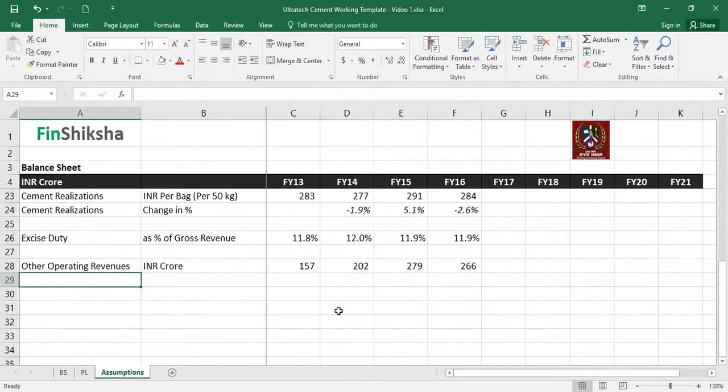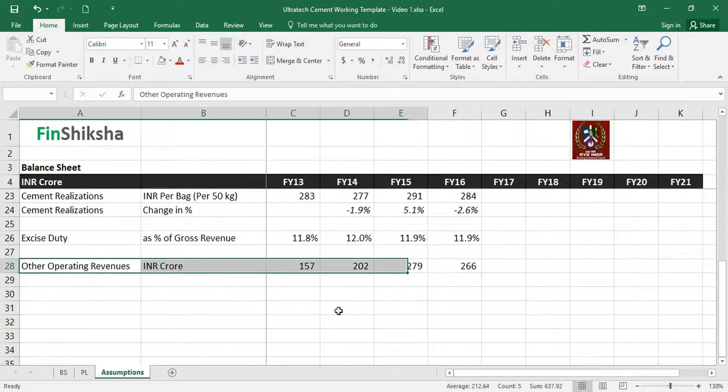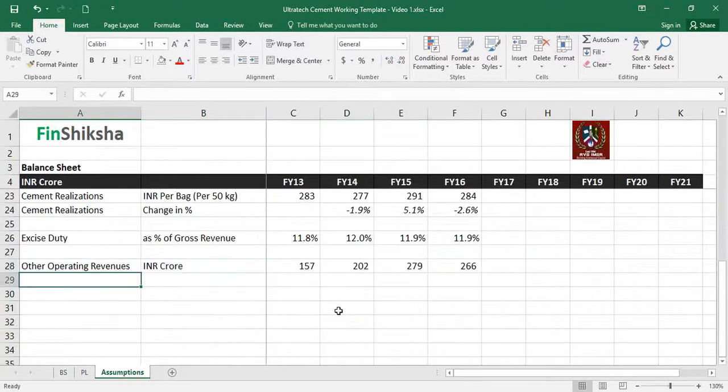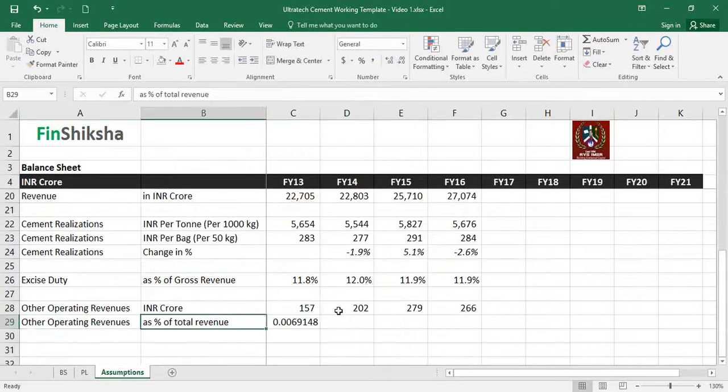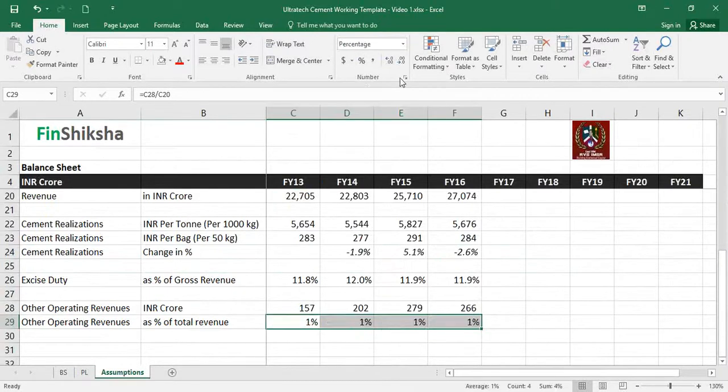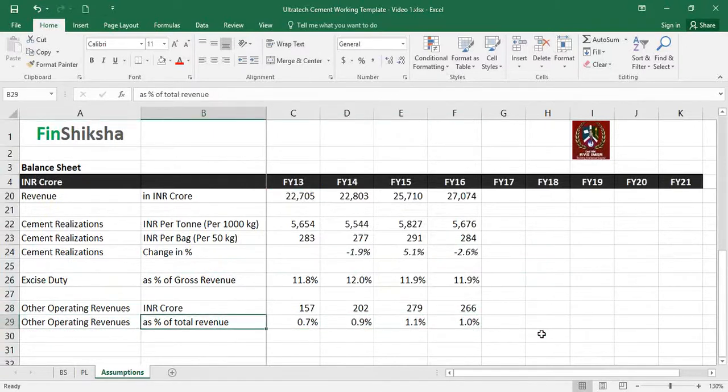Now, when we are looking at other operating revenues, typically that's a small number. So we'll say other operating revenue as percentage of total revenue, because they are only happening when business is happening. So there must be some link. Let's see if there is a link. It's a small percentage, but we do see approximately 1% kind of a number. So every year, whatever is the sales, about 1% of that comes out as other operating revenues.